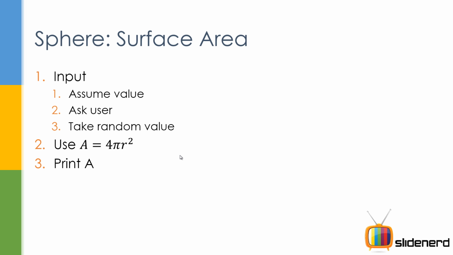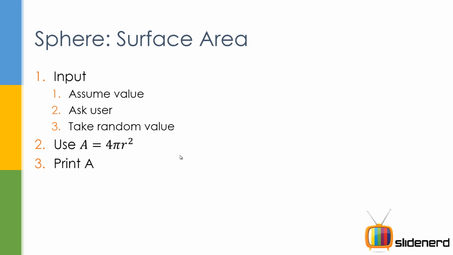This video, I'm gonna be talking about the sphere's surface area. In the last part, we managed to do the area of a circle, right? This time the same three steps repeat. Input: assume, ask the user, take a random value, make a guess, whatever. Have the area with the formula 4 pi r square. We simply need to print it, right?